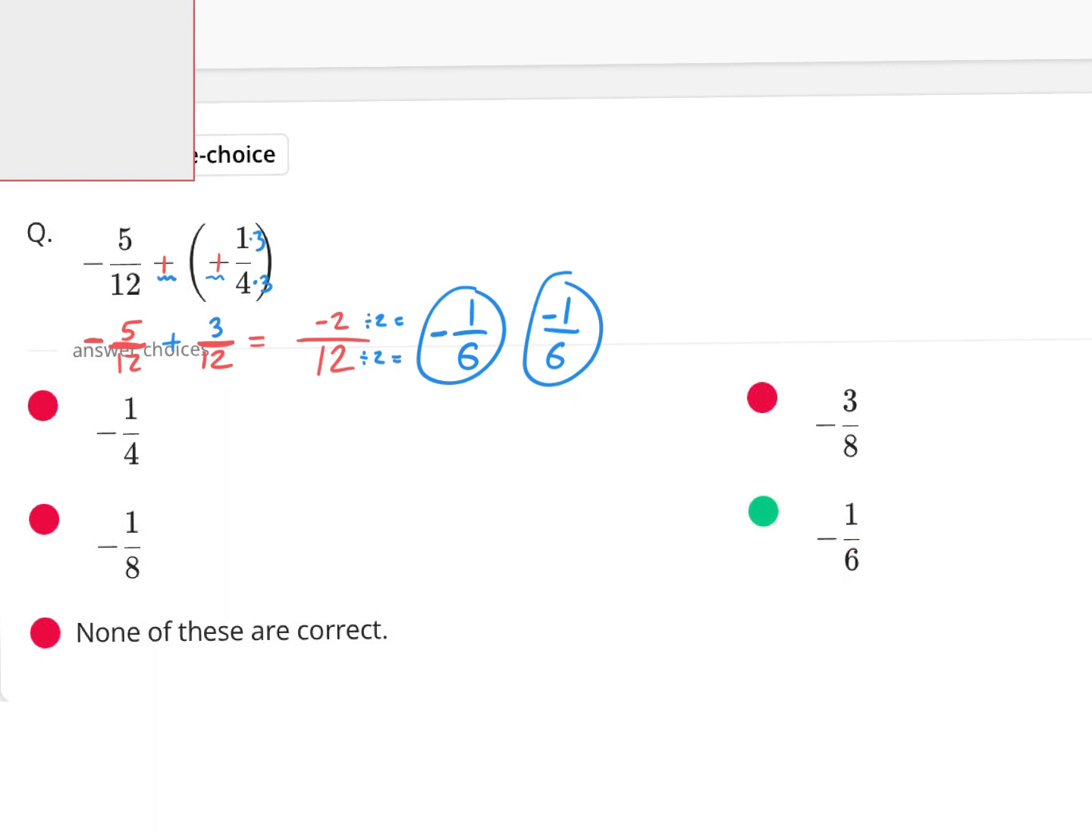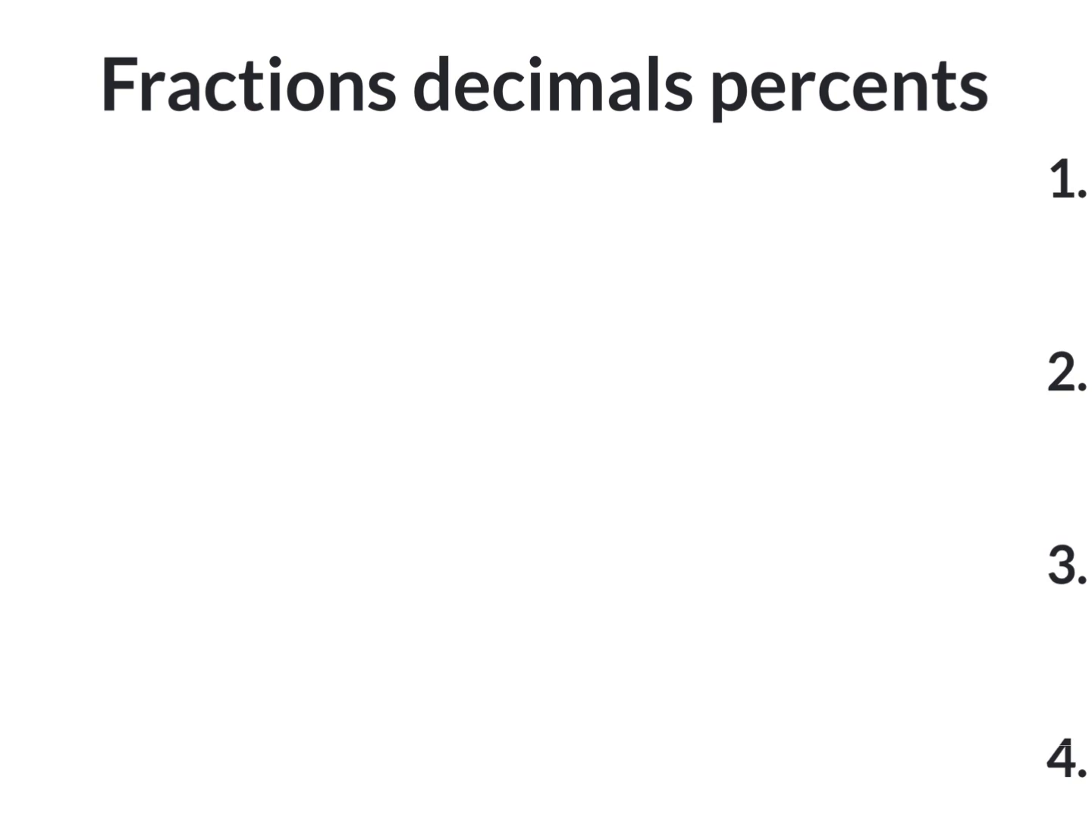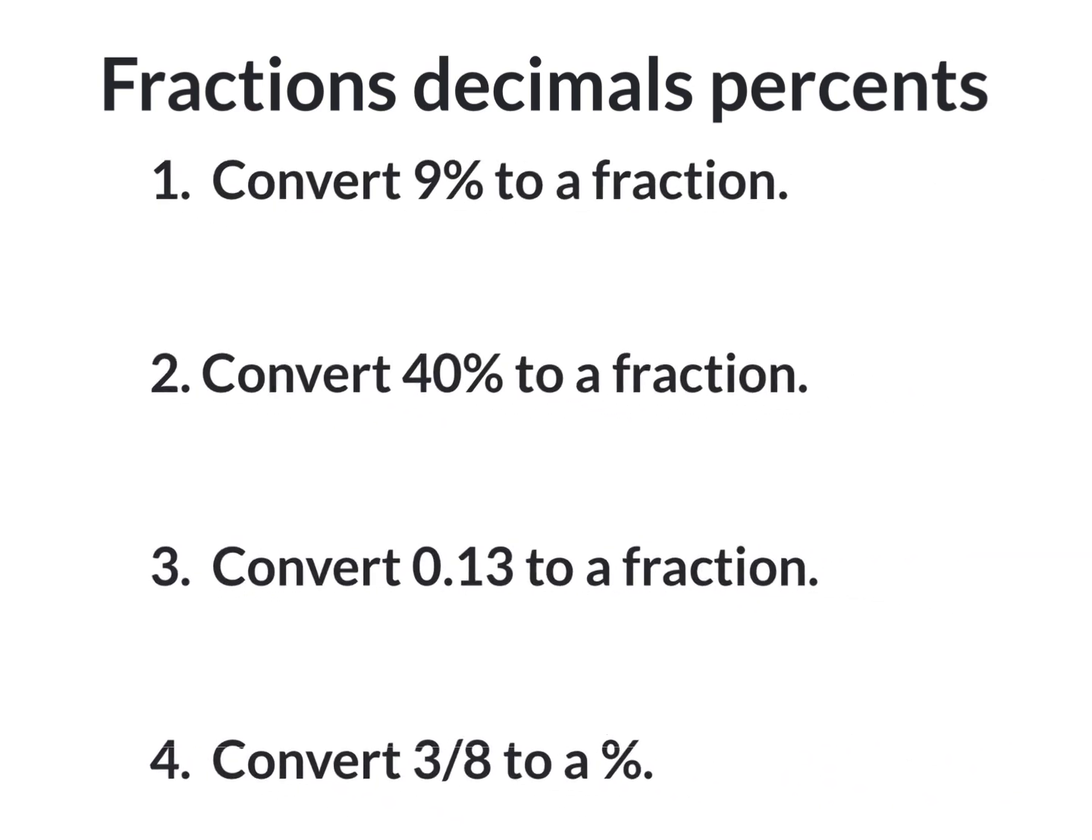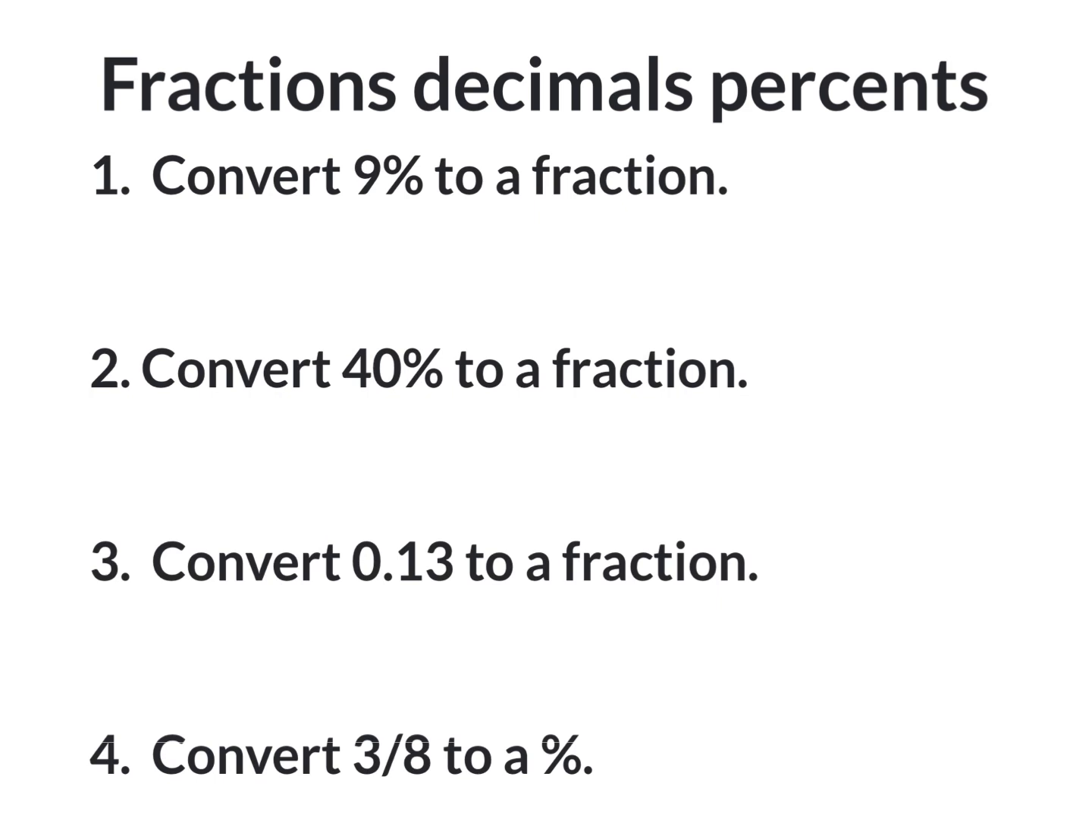Moving on. On this next section of this video, we're going to focus in on changing fractions to decimals and to percents, or vice versa. Let's begin with these guys right here. These are ridiculously easy. It says convert 9% to a fraction, which is really easy because the word cent means 100. So if I say 9%, that's really saying 9 per 100, which really means 9 divided by 100, 9 over 100. So convert 9% to a fraction, that's 9 over 100.